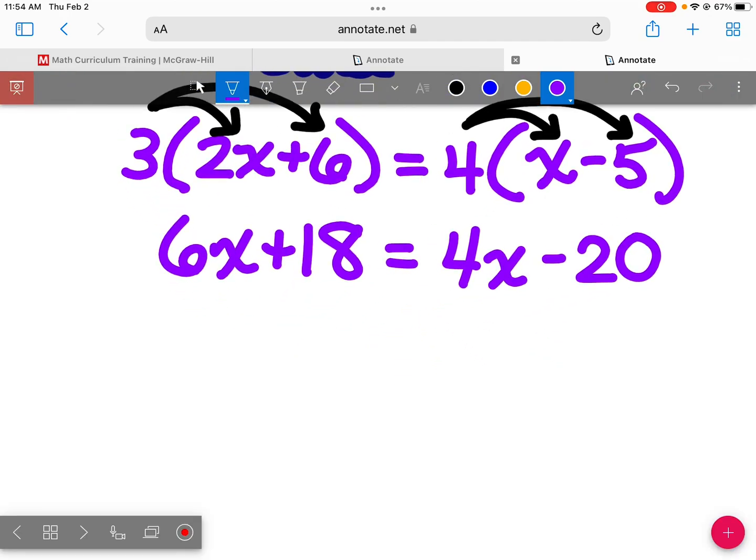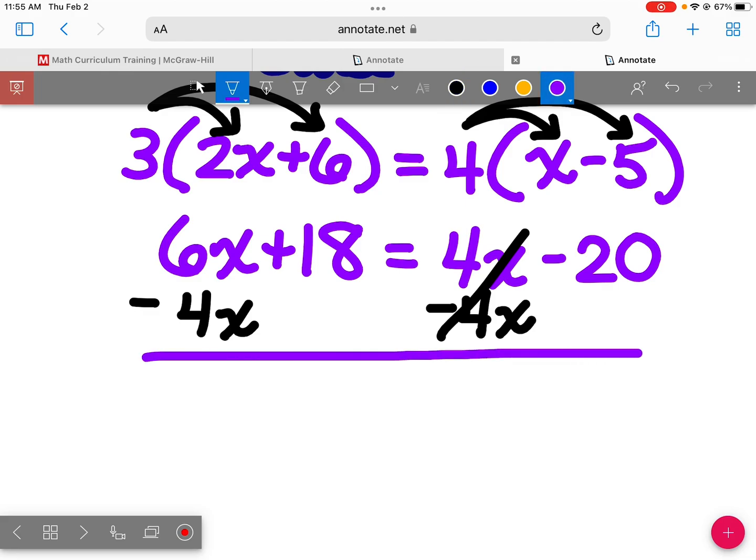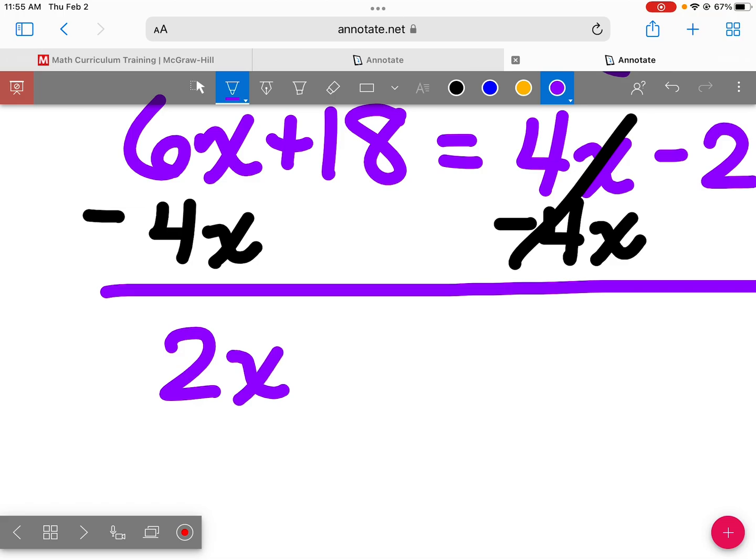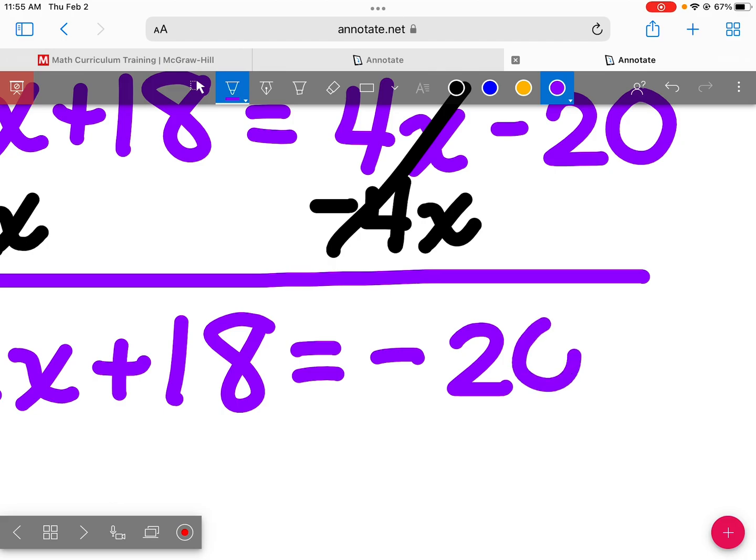Where is x? It's on both sides. It's on the left and it's on the right. I need to get it to just one side, so I have to make one of them cancel out. We could do minus 4x on both sides, or we could do what? Minus 6x on both sides. As long as one of them cancels out, you are fine. I heard minus 4x first, so that's what we're going to do. Is that okay? Either way is fine. So I have 2x plus 18 equals negative 20.